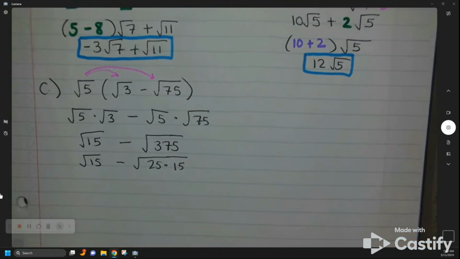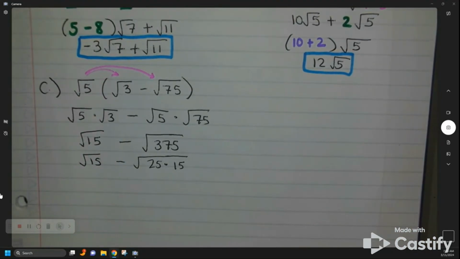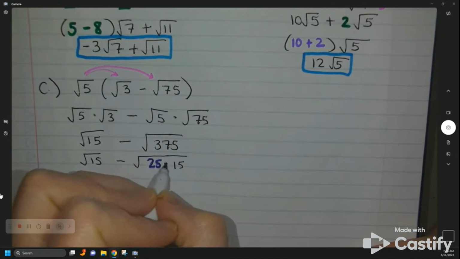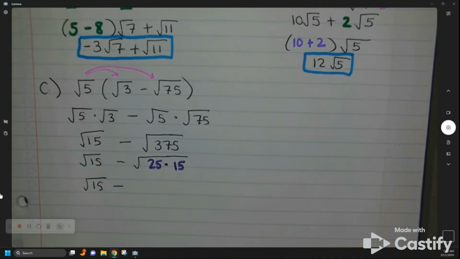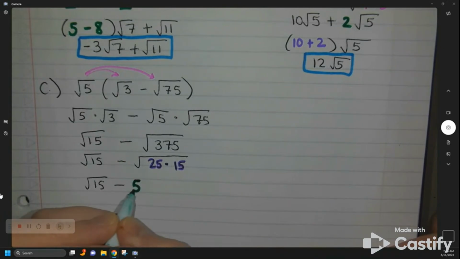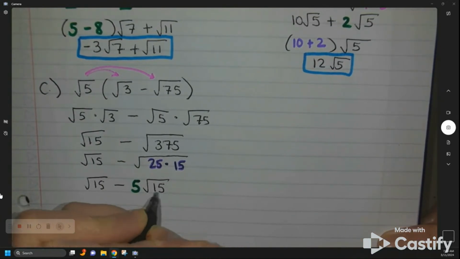Hey, look at that. 25 gives us a perfect square, right? Let's give ourselves a little bit of color here. So this 25 times 15, 25 was our perfect square. So we have square root of 15 minus the square root of 25 gives us 5. Square root of 25 is 5 times the square root of 15.